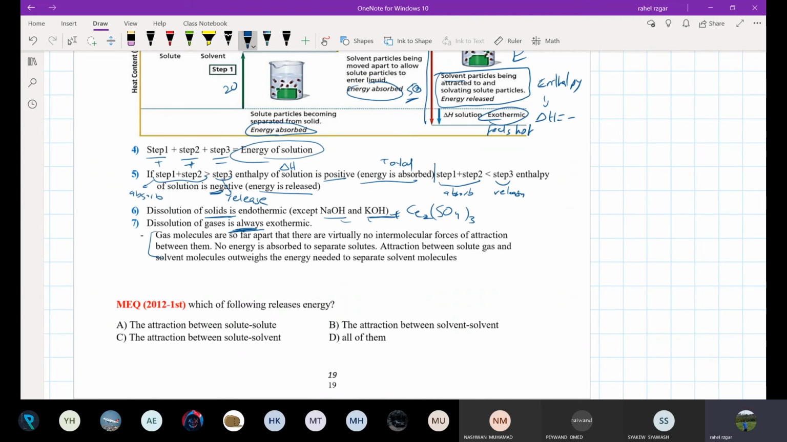Gas molecules are so far apart. Last year in 11th grade, chapter 4, we had 5 assumptions. Gas particles are small and far away from each other, and they don't have attraction forces. So this depends on those 2 points. Gas molecules are so far apart that there are virtually no intermolecular forces. Like assumption number 4, there are no attraction forces between gas particles. So virtually no intermolecular forces or attraction between them. If there is no attraction, if there is no force between them, and they are so far apart, no energy is needed to be absorbed to separate them.